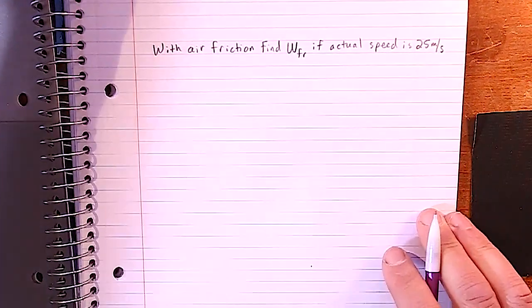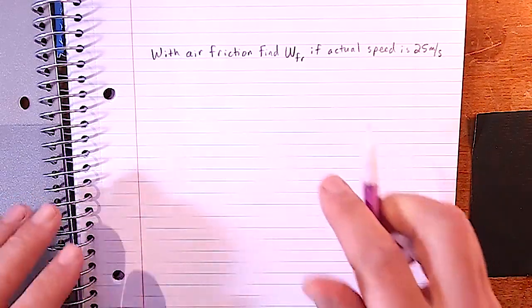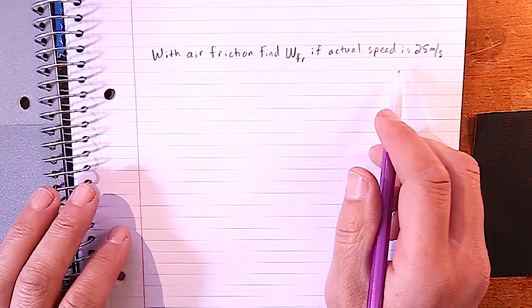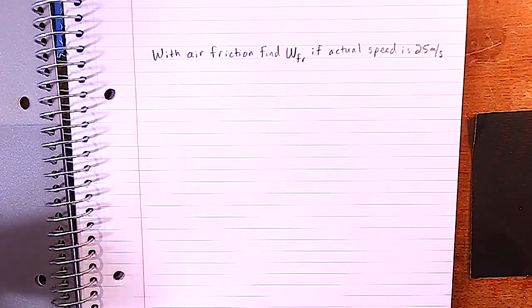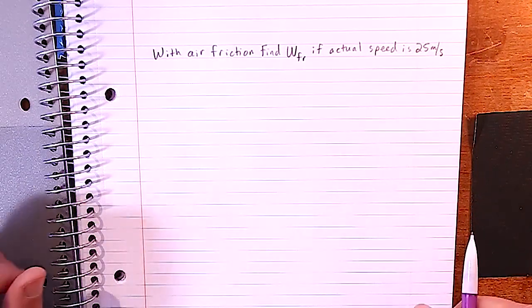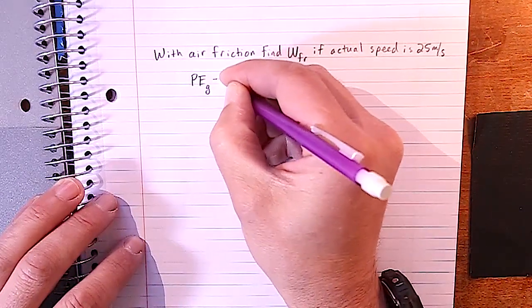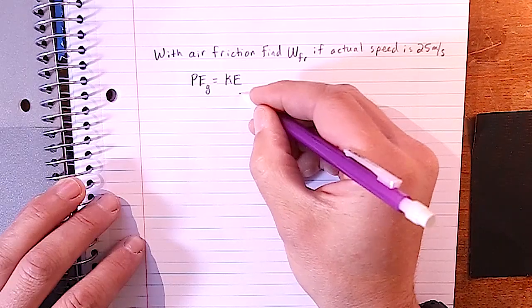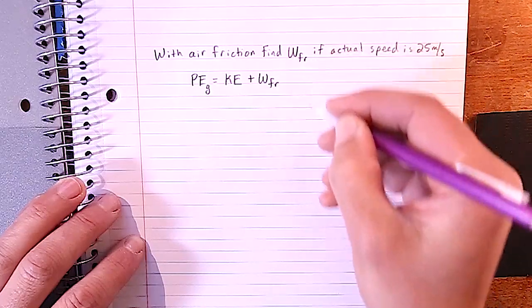But let's say that there was air friction, and the air friction created a situation where the actual speed was 25 meters per second. So what that means is that instead of speeding up to 34.3, some of the energy turned into heat due to the friction that was created by air pushing on the block. So in this case, we start the same with PEG, but what's different is that right before it hits the ground, the kinetic energy is less.